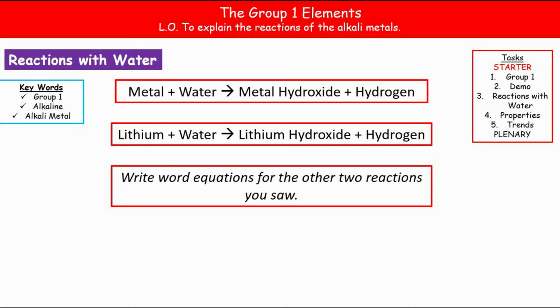If we then need to write a word equation for lithium, for example, we just change the word metal for lithium and everything else is the same. So it becomes lithium plus water makes lithium hydroxide plus hydrogen, because we always make the metal hydroxide and hydrogen gas. I'd like you to write down the top two and then have a go at writing the word equations for sodium and potassium for me. I'll give you about another 2 minutes to do that.